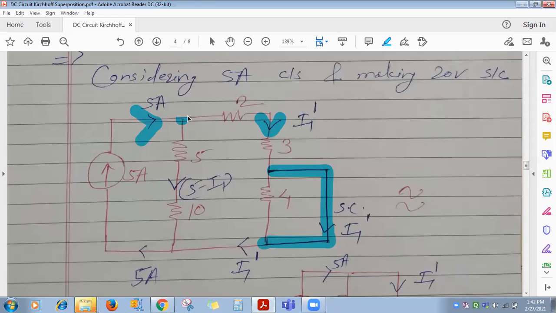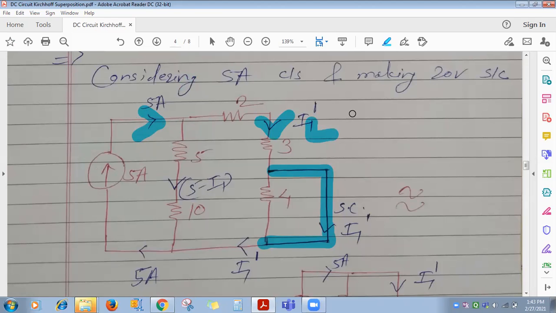Suppose I mark this node as node A. Once this current reaches node A, can you tell me in which direction current will flow through the 3 ohm? Downward, upward? Downward, right. Current will flow in the downward direction. So here I have marked this 5 ampere current flowing through the 3 ohm as I1 dash. You can consider it IL dash also. Mostly what is done is RL, IL. Use IL here. Here I forgot to use IL dash.